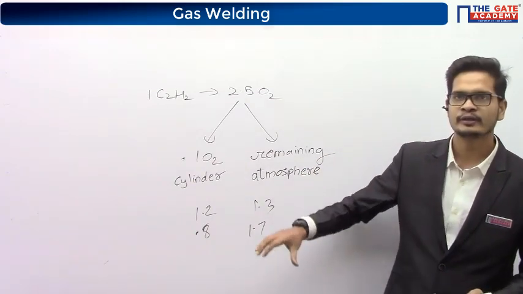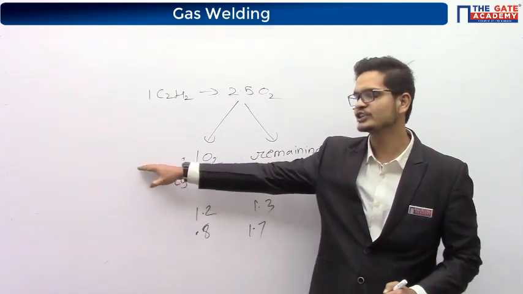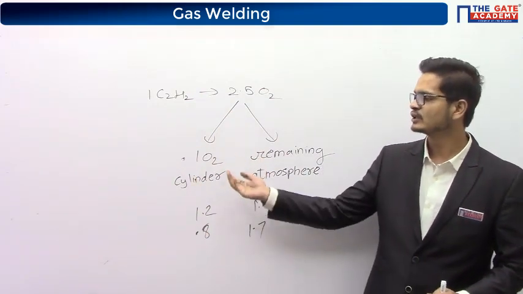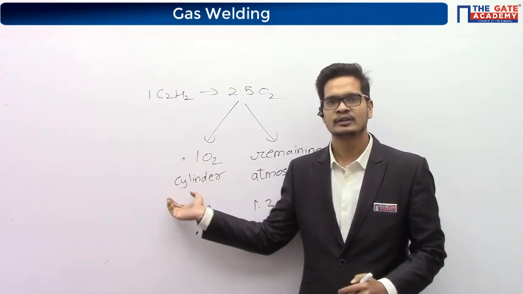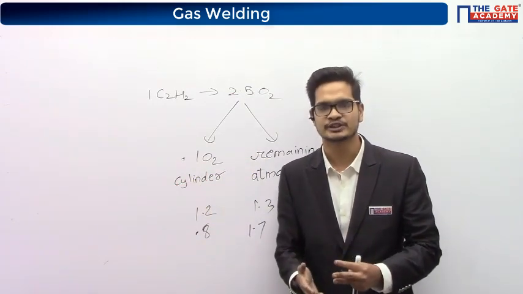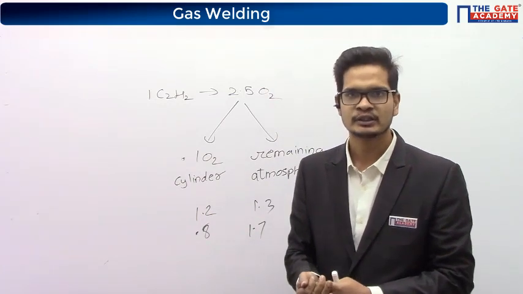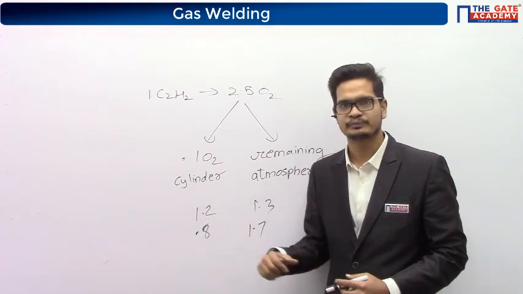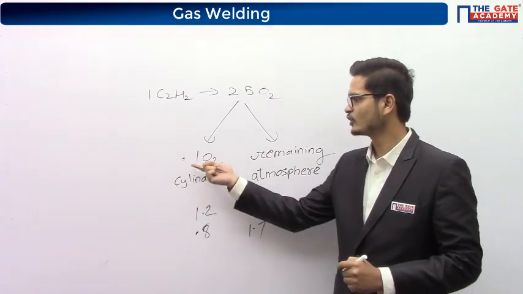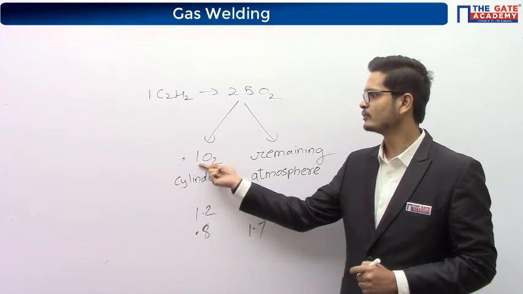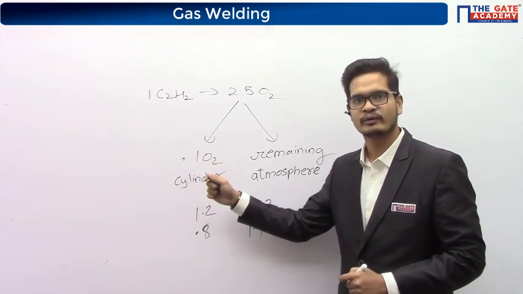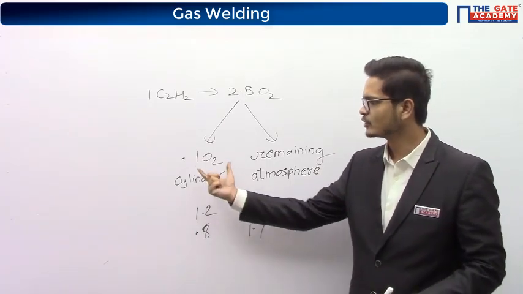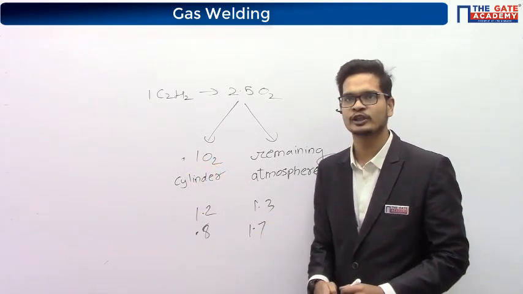So based on how much oxygen we are taking from the cylinder, this oxyacetylene welding will give us different kinds of flames. If we are using more than one oxygen, it will be called an oxidizing flame. If we are using less than one oxygen, it will be called a carburizing flame. If we are using exactly one oxygen, it will be called a neutral flame.